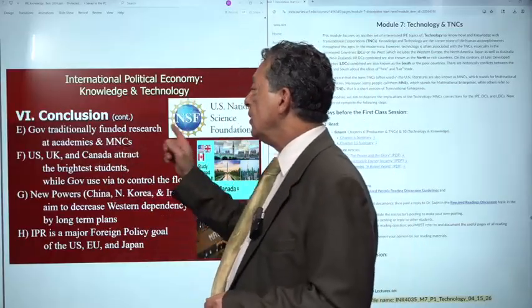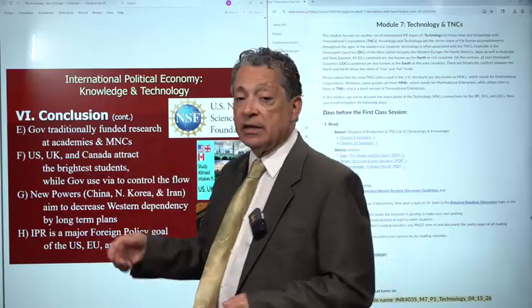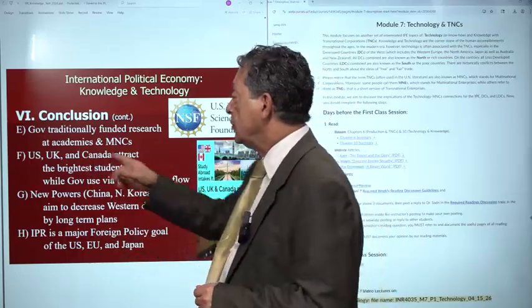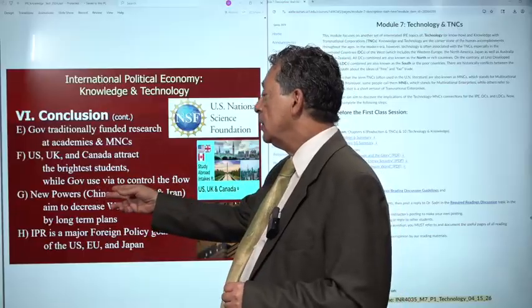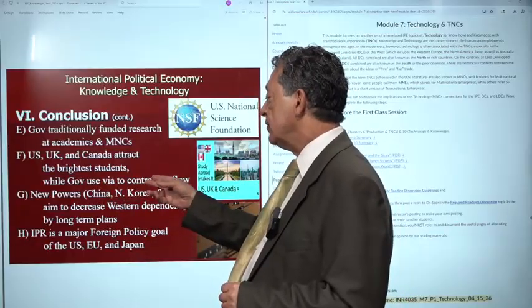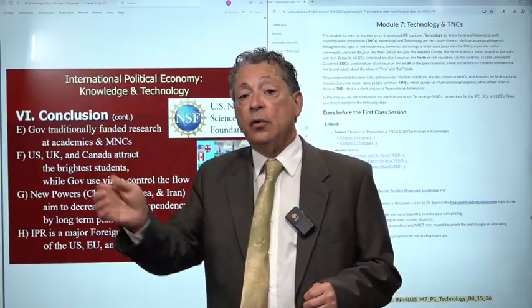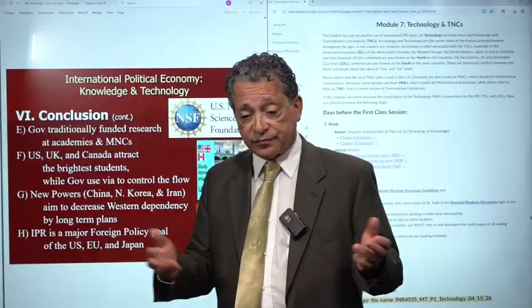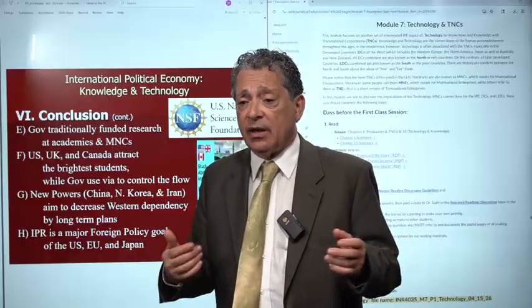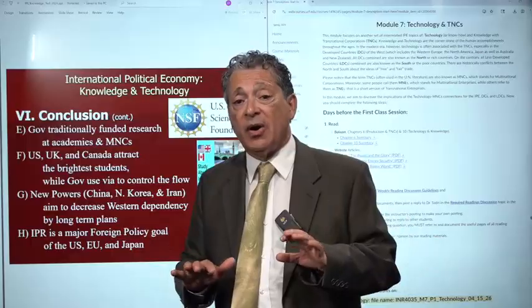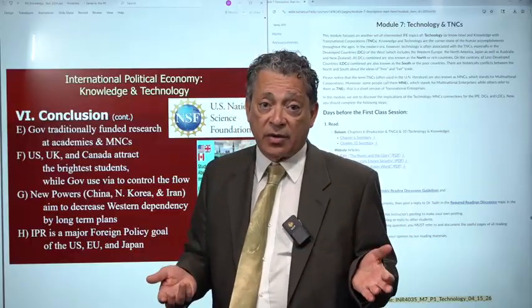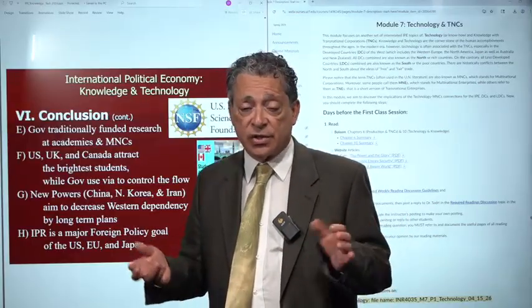Government traditionally funds research at the academic level and MNCs, is that right? US, UK, and Canada attract the brightest students, while the government, by use of visas, can control the flow of it. For example, even here at UCF, we've had a hard time with the rules and regulations to bring students for some of our high-tech departments. Is that right? Engineering, lasers, or something like that.